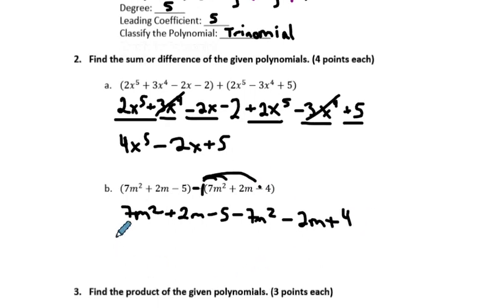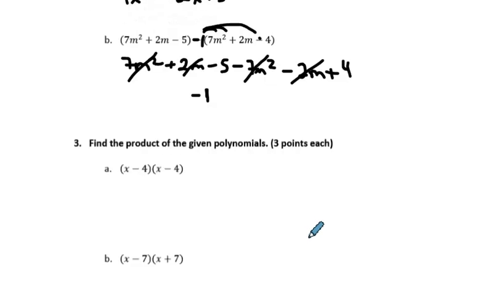At this step now, we don't have parentheses, so combine like terms. 7m squared minus 7m squared, those 2 terms are going to equal 0, cancel each other out. Positive 2m and a negative 2m are going to cancel out, equals 0. And the negative 5 plus 4 is a negative 1, and that is the answer to part B.